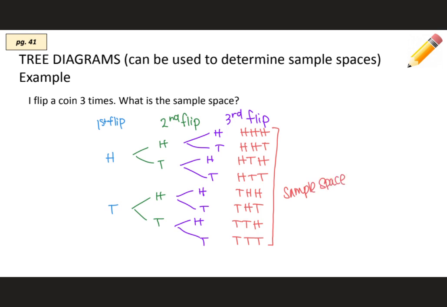Normally when we list out sample spaces, we would write it as S equals, and then in brackets, we would list these out. So heads, heads, heads; heads, heads, tails; heads, tails, heads; heads, tails, tails; tails, heads, heads; tails, heads, tails; tails, tails, heads; and then lastly, tails, tails, tails. So that's how we would list out a sample space.